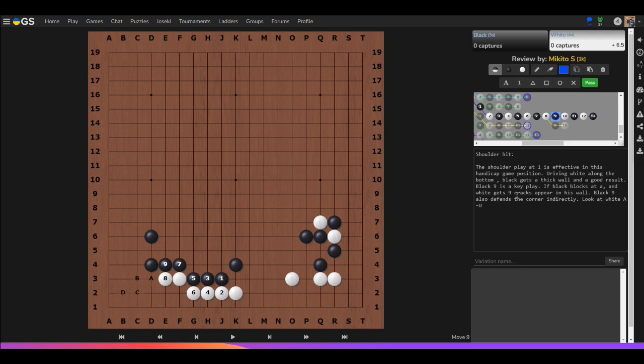Black 9 is a key play move. If black blocks at A, so instead of playing 9, white gets to play 9, and there's a bunch of cracks, a bunch of cutting points in black's wall. Surprisingly, black 9 also defends the corner indirectly. So there's a few things we can look at real quick.